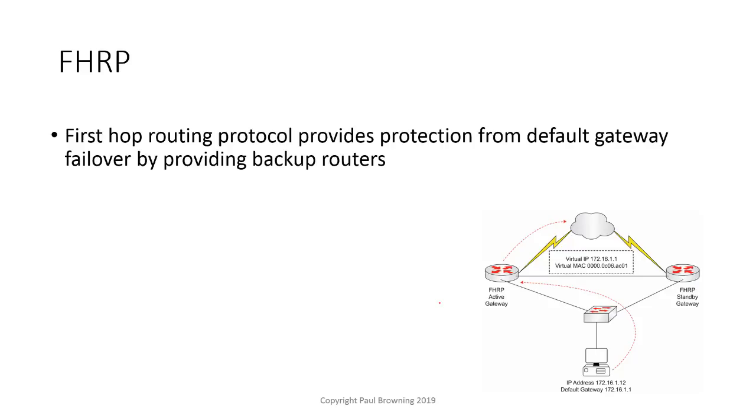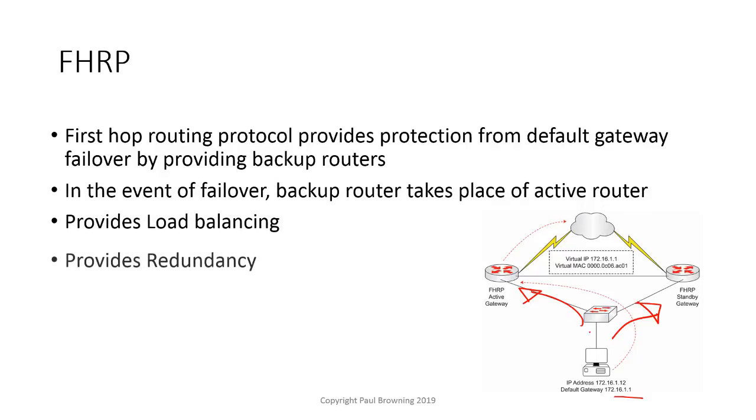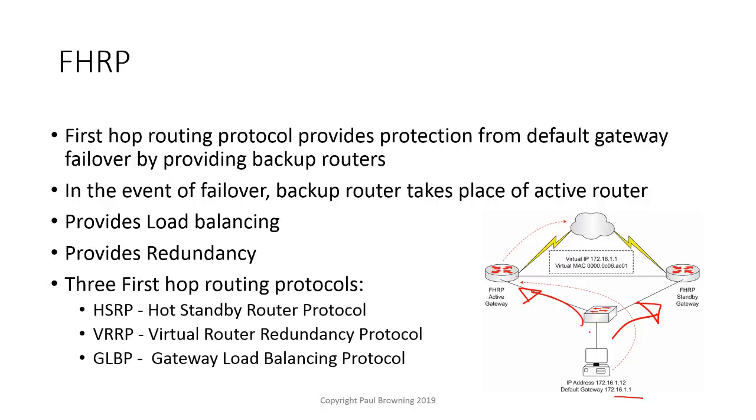First hop redundancy protocols, or routing protocols, sorry. These provide protection from default gateway failure by providing backup routers. So the IP address and the default gateway here goes to this particular router that is active. If there's a problem and this goes down, then the first hop redundancy protocol should be able to send traffic to an alternative or backup gateway. It can also provide load balancing and obviously network redundancy. The three mentioned in the syllabus are HSRP, VRRP, GLBP.